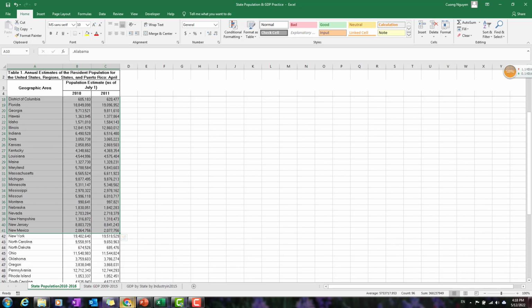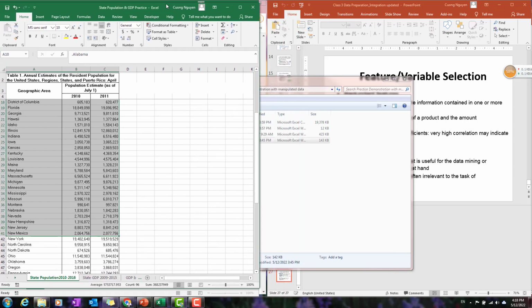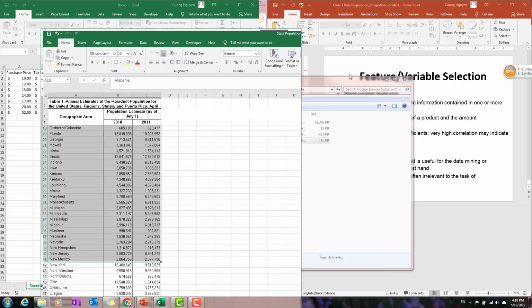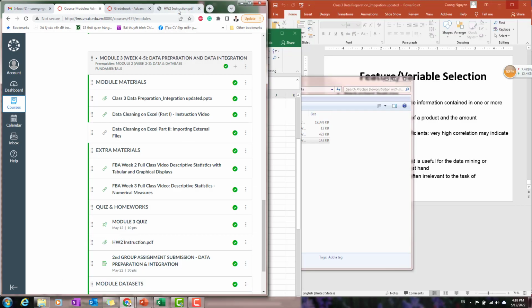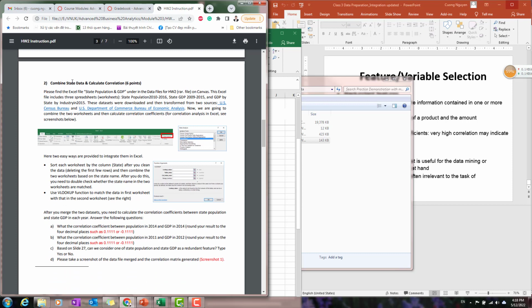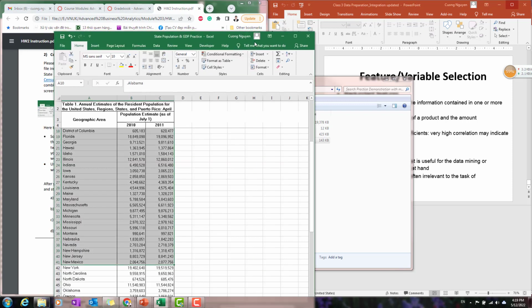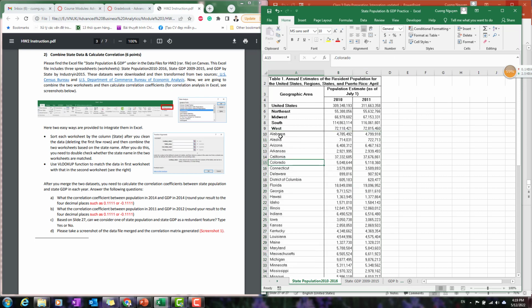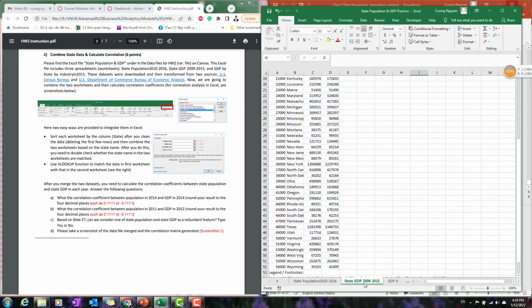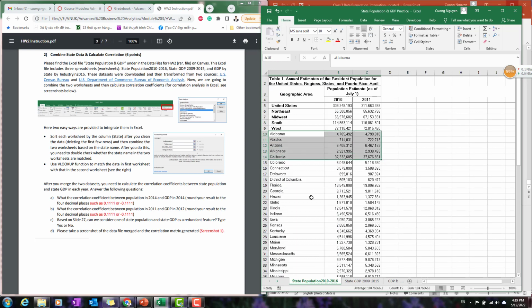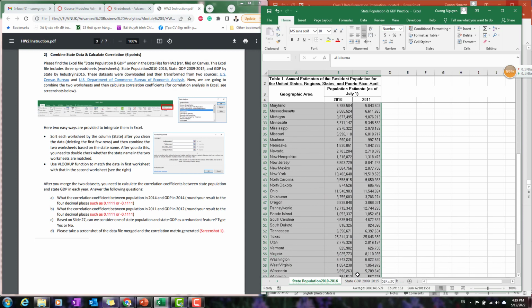So my first demonstration for this class is that I require you to combine all the state data together. To do that, first of all, you have to copy all the data. I will copy the population data first, and I also need the state GDP data, the GDP based on the state. The very old way to do that, which I will demonstrate here, is to just sort the data, and then later you can use VLOOKUP. I think you are all proficient in the VLOOKUP function of Excel.